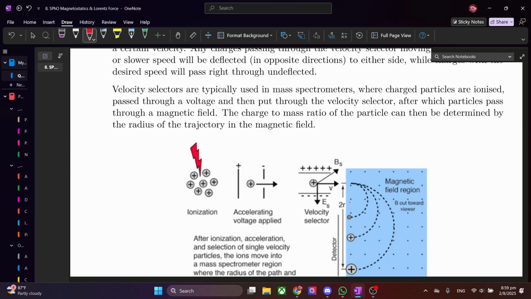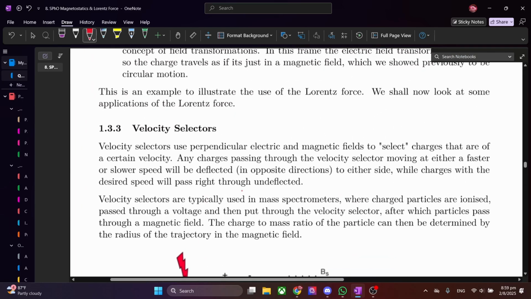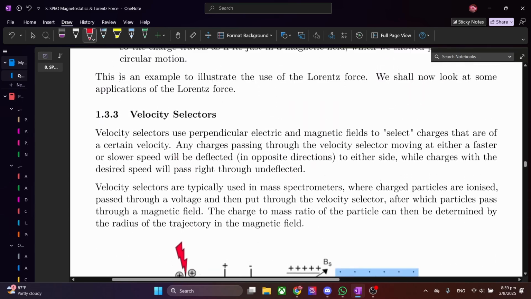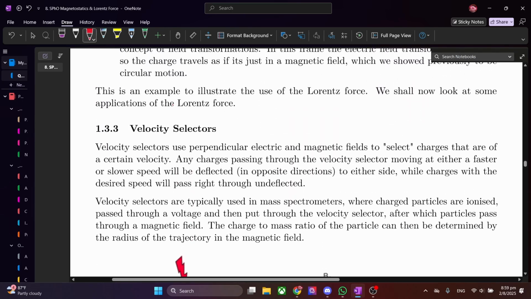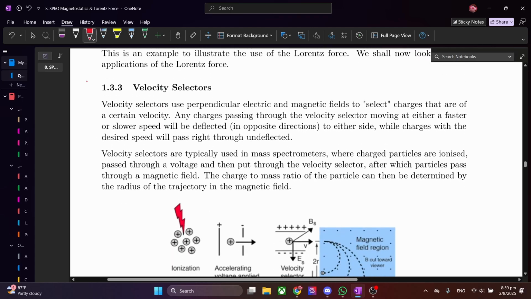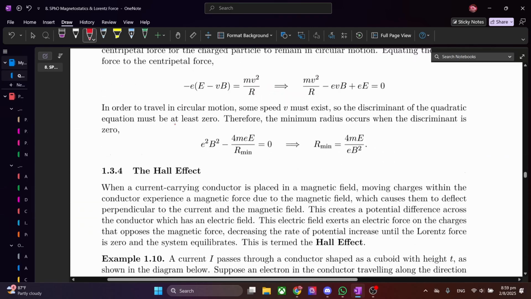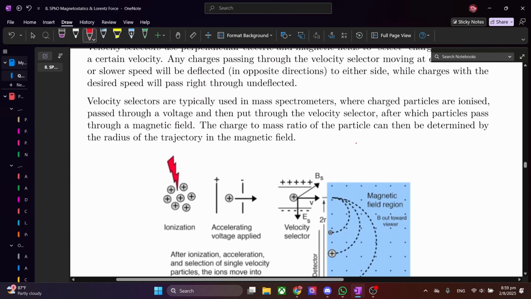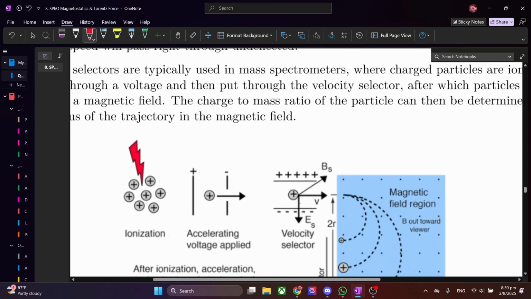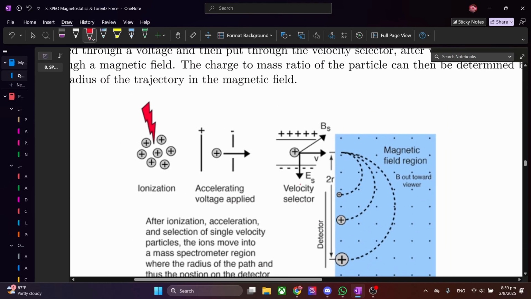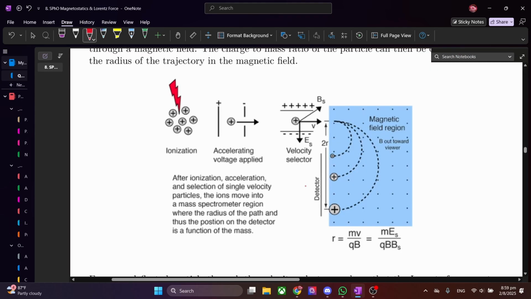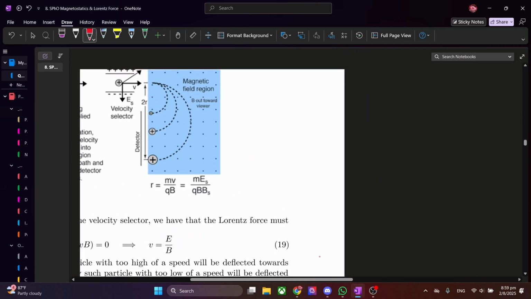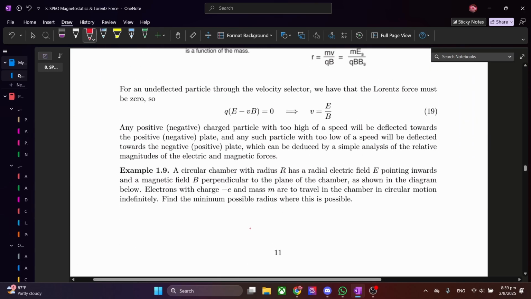Okay, now I'm going to briefly cover a few applications. It's not going to be too deep. You can mostly read these parts yourself, because I need to get to the next section soon. But basically, two important applications are velocity selectors and the Hall effect. Velocity selectors basically use electric fields and magnetic fields to filter speeds.